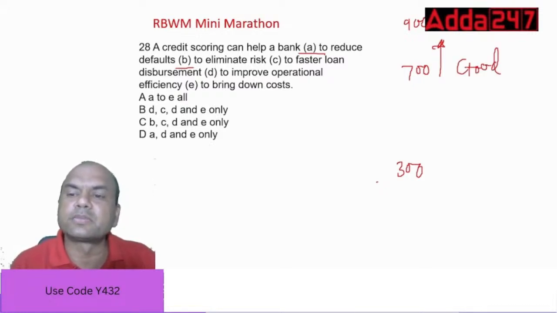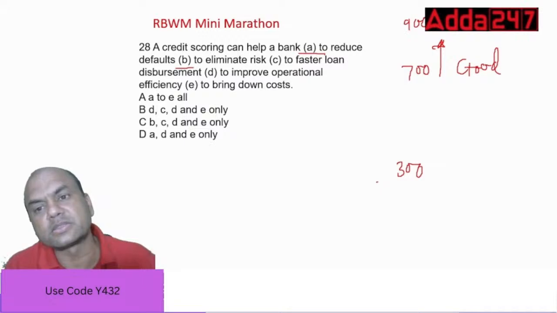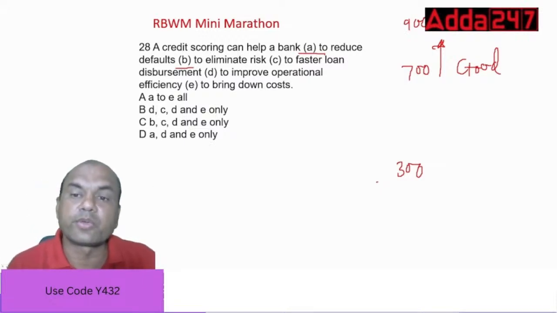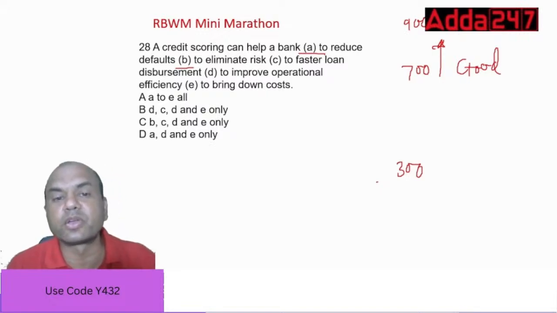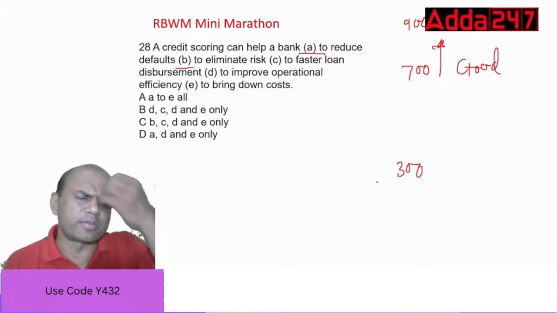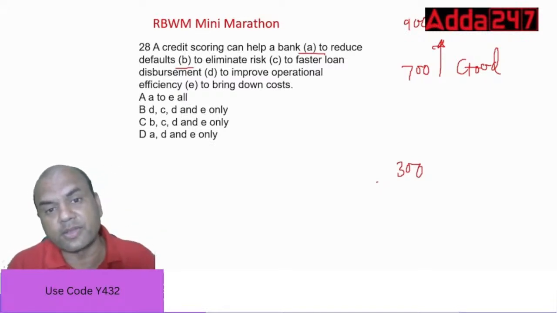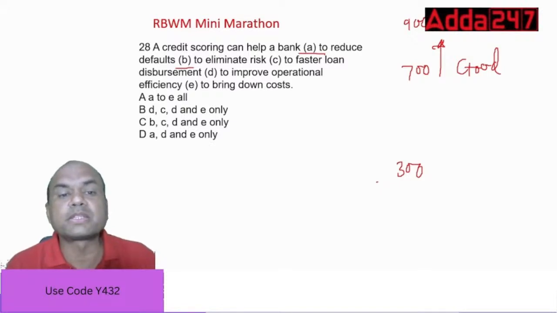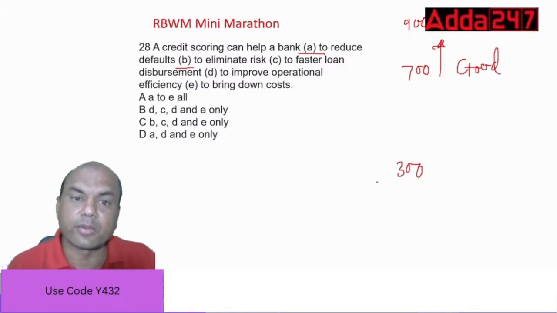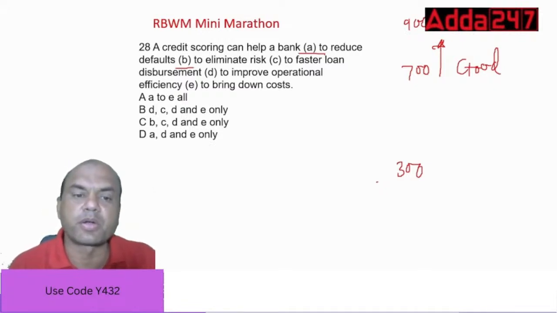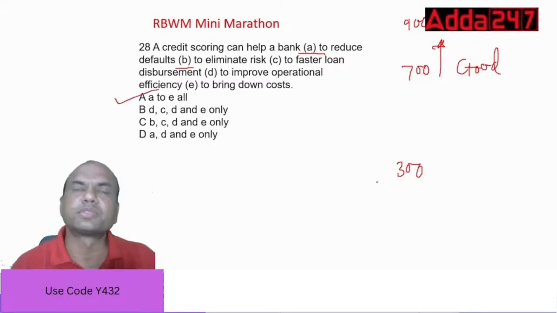If any customer's credit score is good, it means that customer has repaid the loans correctly on time. So that's why this is considered a good customer, and it will reduce the risk. Faster loan disbursement: the banker doesn't have to think much because the score is already good based on the history. To improve operational efficiency, correct? Operational means faster loan disbursement. To bring down the cost, obviously, cost will also be brought down. So it is A to E, all. Got it?